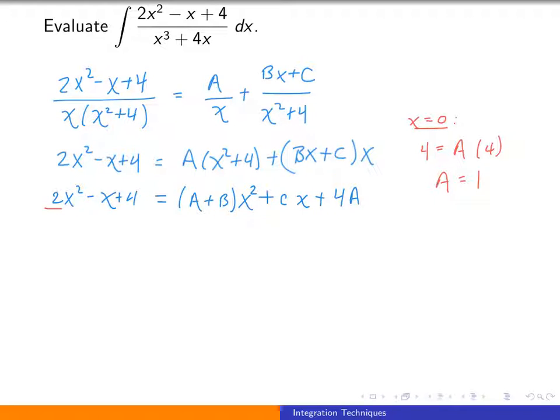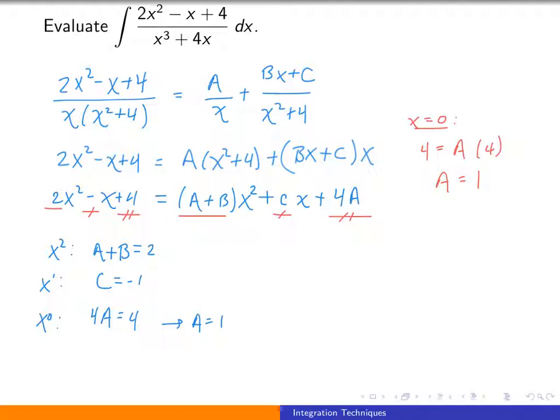The coefficients of the x squared term tell us that A plus B is equal to 2. Looking at coefficients of the linear term, we would have A minus 1 is equal to C. And lastly, comparing coefficients of the constant term, we have that 4 on the left is equal to 4A on the right. So 4A is equal to 4. So as we saw above, we already know that A is equal to 1, C is equal to minus 1, and we have that B is equal to 2 minus A, which is going to be 1. So we have now solved for the unknown constants in the partial fraction decomposition.